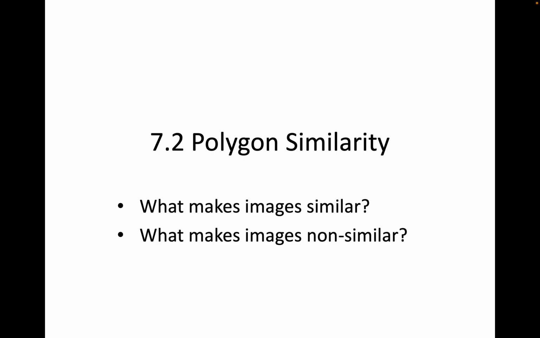Today we're going to continue on with Chapter 7, today looking at Polygon Similarity. So by the end of the day, you'll be able to answer the following questions. What makes images similar? What makes images non-similar? And finally, what makes triangles similar?